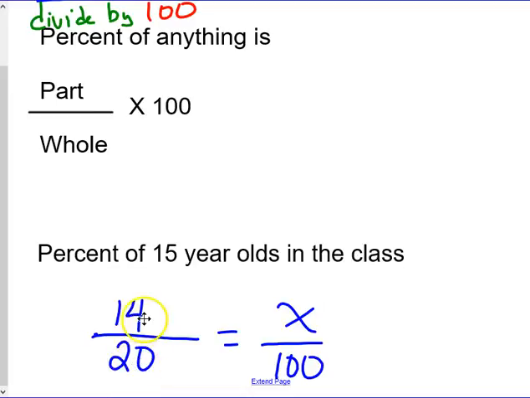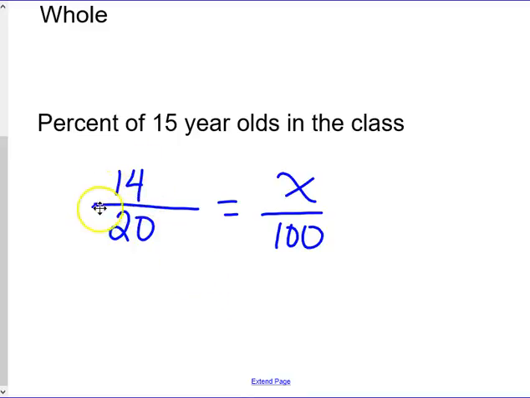the 20 kids in our class, 14 of those kids were 15 years old. So if I wanted to know what 14 out of 20 was equivalent to, if instead of being out of 20, it was out of 100, I would set up a proportion that looks like this, where I have 14 out of 20 is equal to x out of 100. Now mathematically, I'm going to have to divide and then cross multiply. So it's going to look like this.